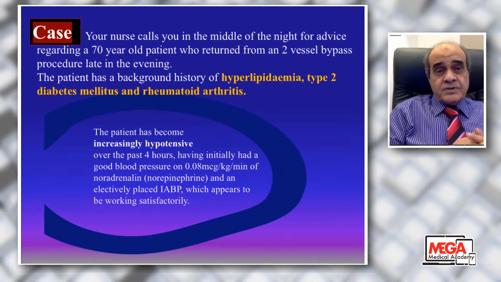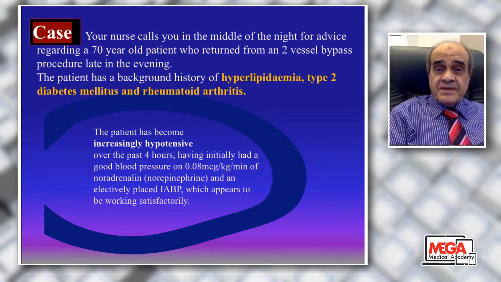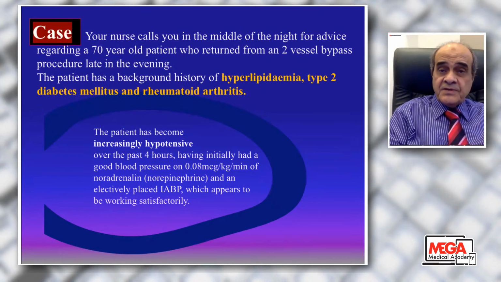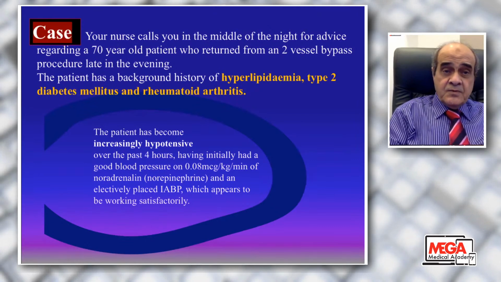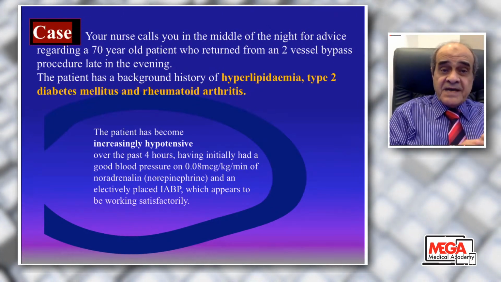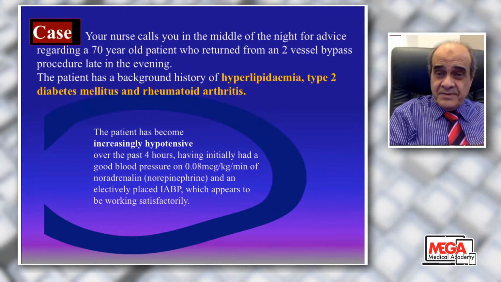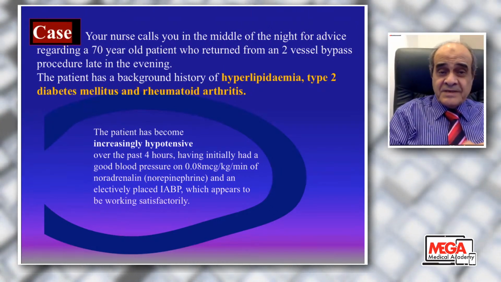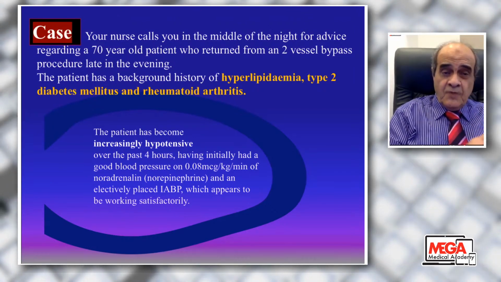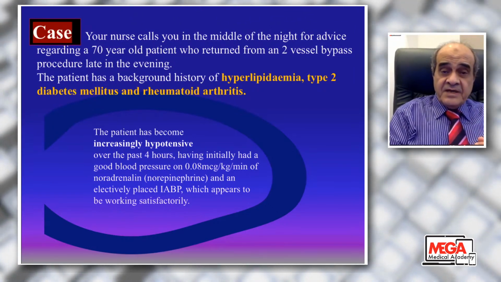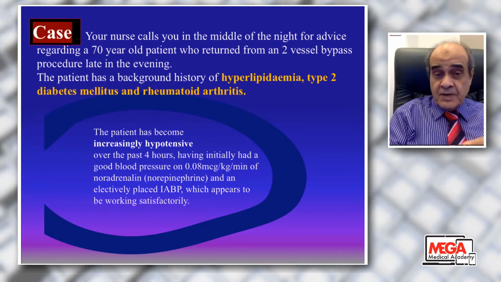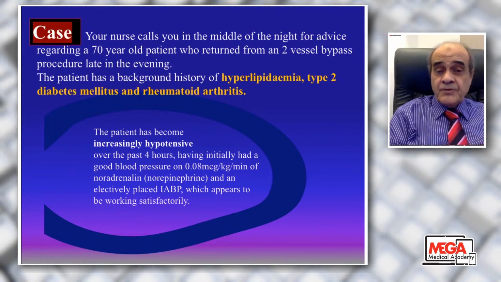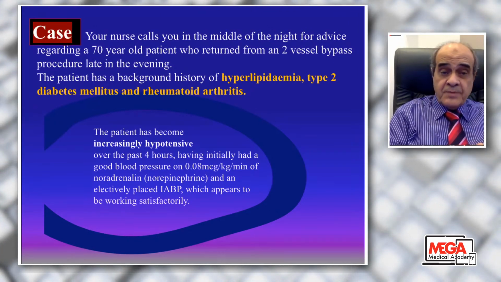Another case: your nurse calls you in the middle of the night regarding a 70-year-old patient who returned from a 2-vessel bypass procedure late in the evening. The patient has a background history of hyperlipidemia, type 2 diabetes, and rheumatoid arthritis. The patient has become increasingly hypotensive over the past 4 hours, having initially had a good blood pressure at admission to ICU, and he is on 0.08 micrograms per kilogram per minute of noradrenaline.